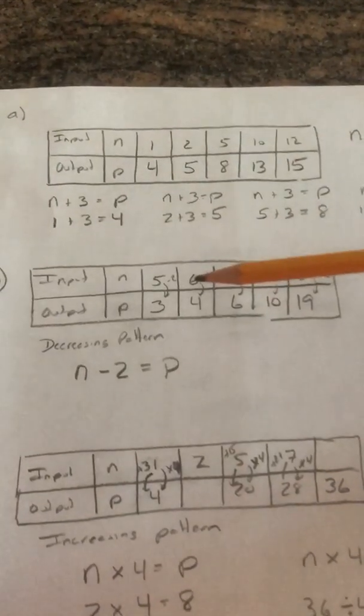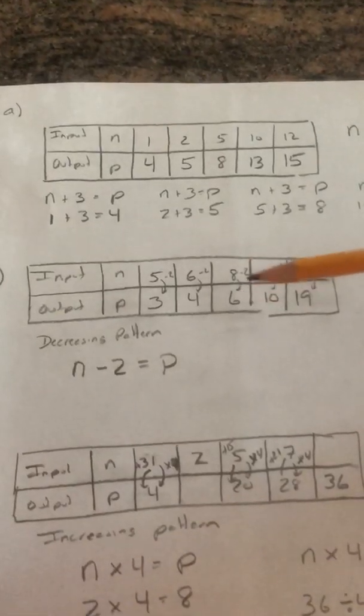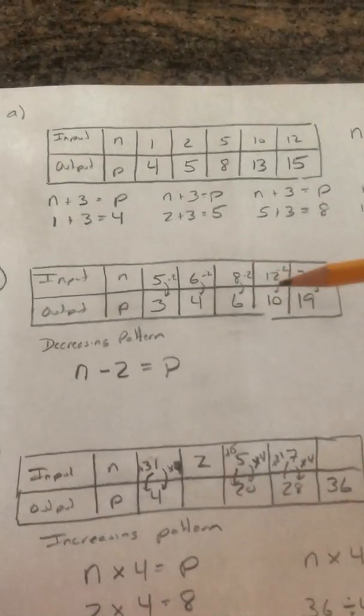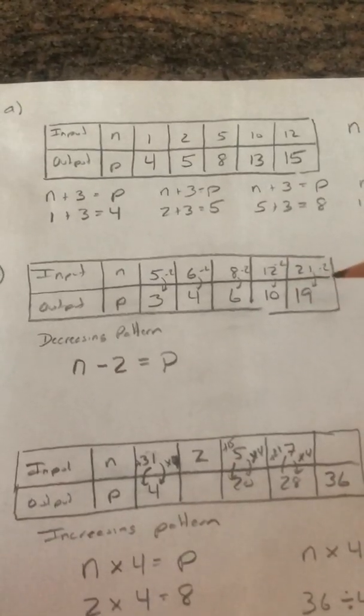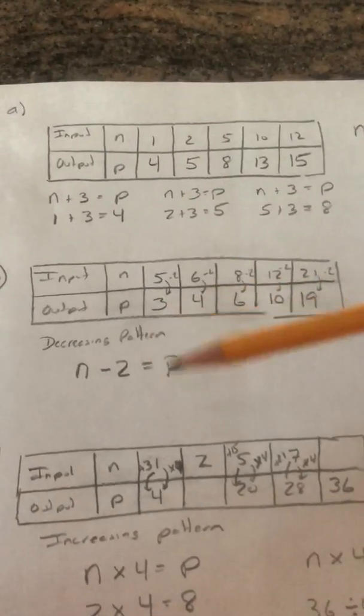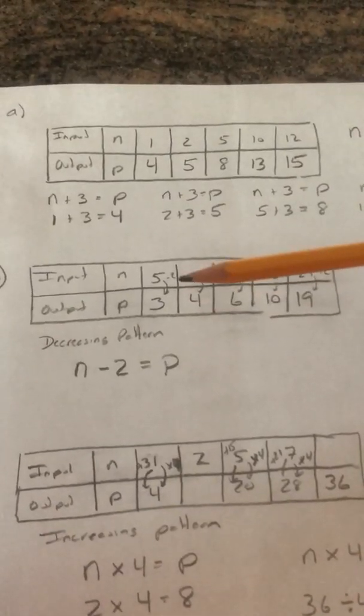So in this case, how do I get from 6 to 4? Minus 2 does work. How do I get from 8 to 6? Minus 2 works again. And we see that it works from getting from 12 to 10 and from 21 to 19. So my rule for this is going to be a subtract 2 pattern.